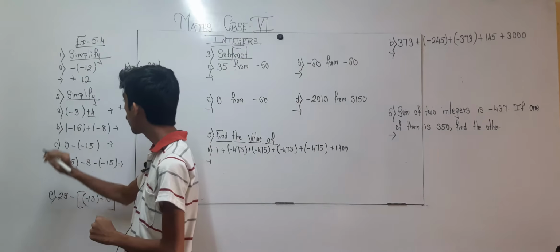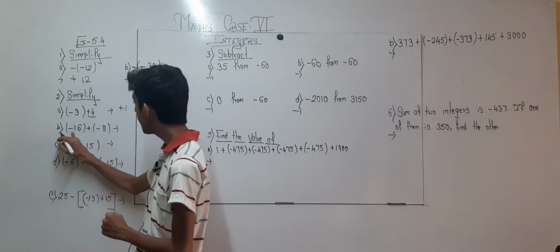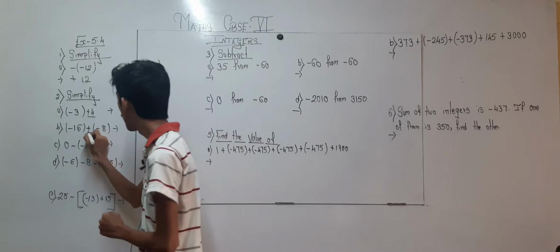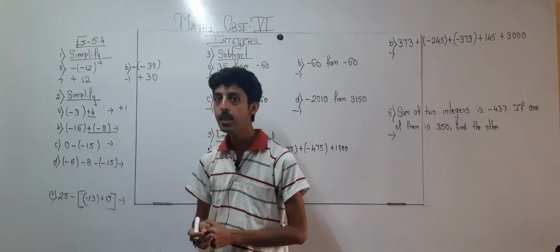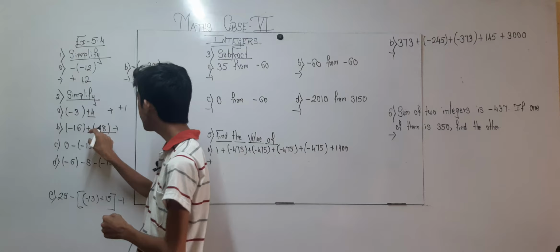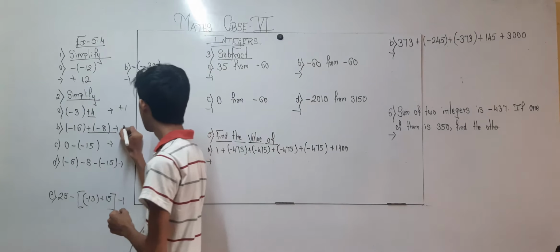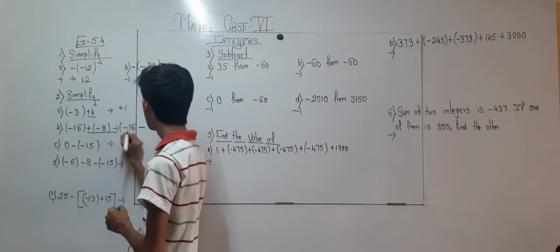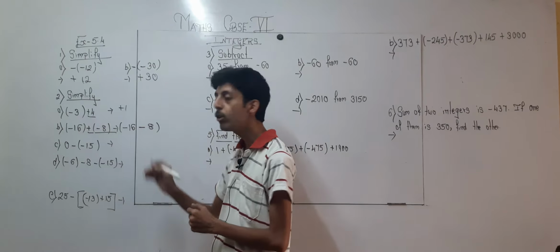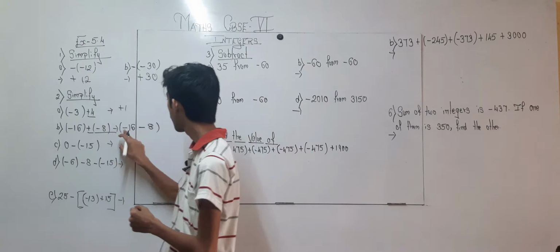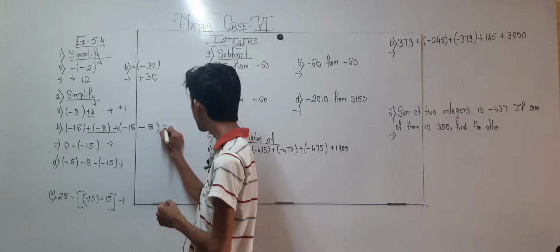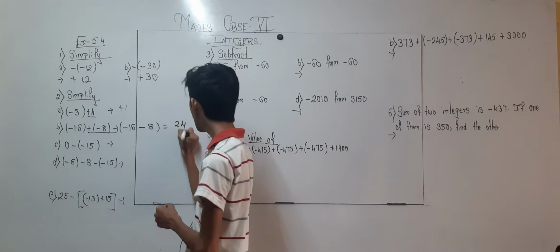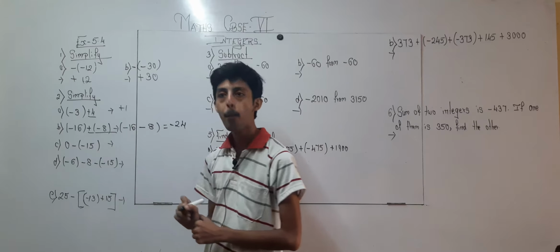Now moving on to the next question. Minus 16 plus of minus 8. Now see over here, two signs are there, plus and minus. So plus into minus will give me minus. So minus 16 minus of minus 8. So 3 signs got converted into 2 signs. Now minus and minus will give me plus. So 16 plus 8 will give me 24 and the sign will be minus.